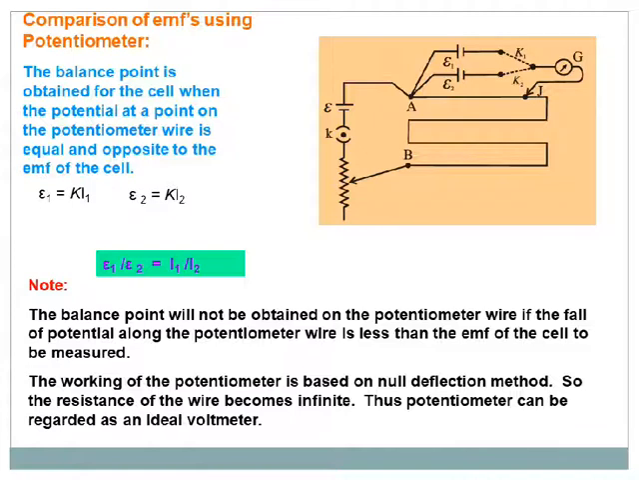When we take the ratio E1 on E2, we get L1 divided by L2. So we can compare the EMF of both cells as we know the values of L1 and L2. The ratio of L1 and L2 gives you the ratio of E1 and E2 itself. And if we know one of the EMFs, for example E1, then you can find the value of E2 by using this formula. So this is the comparison of EMF by using a potentiometer.